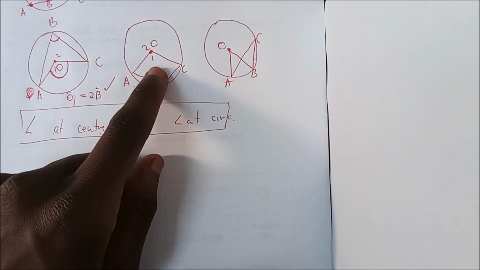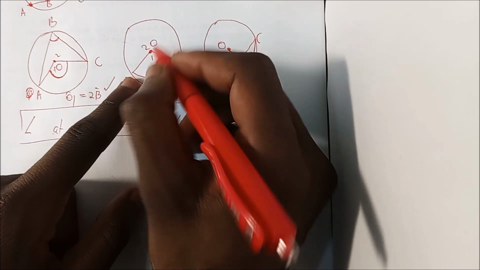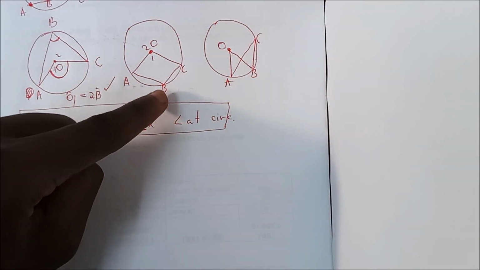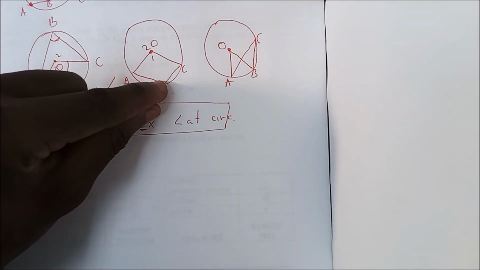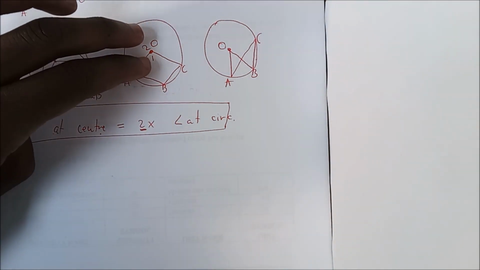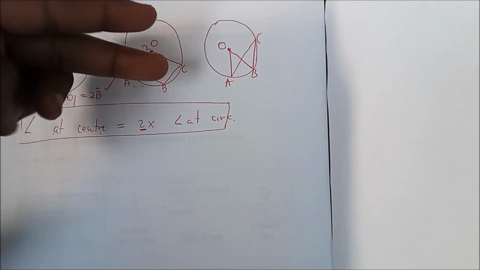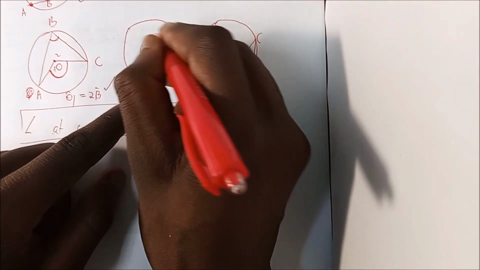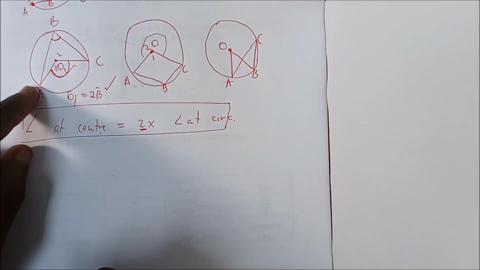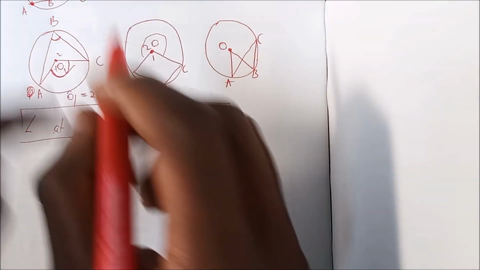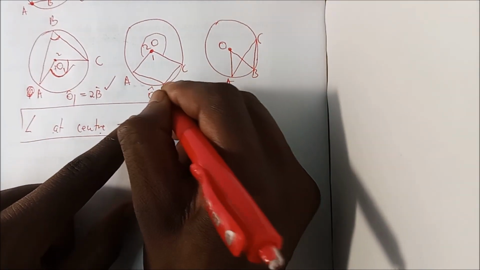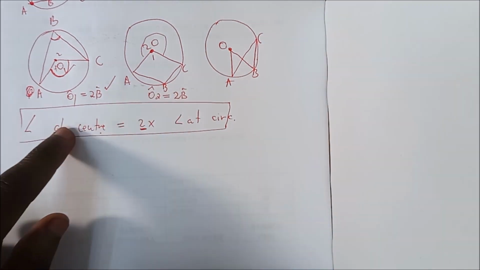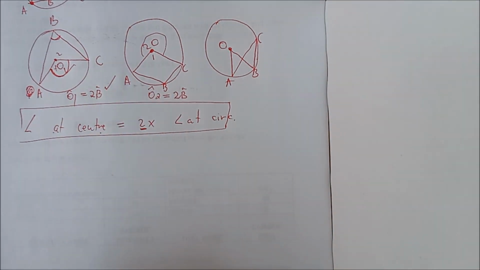And then what about this one? The one, if you take this B and put it on top to get this image, are you aware that O1 and O2 are going to flip? So 2 will be the one which is here, and then B will be the one that is on top. So we can say O2 equal 2 times B. What will be the reason? Angle at center equal twice angle at circumference.